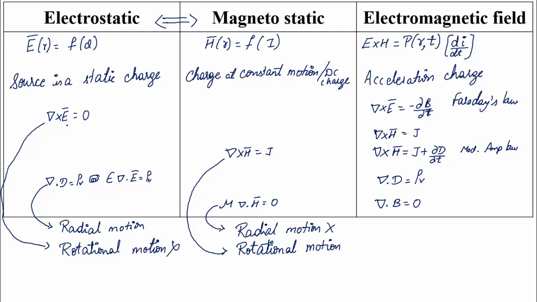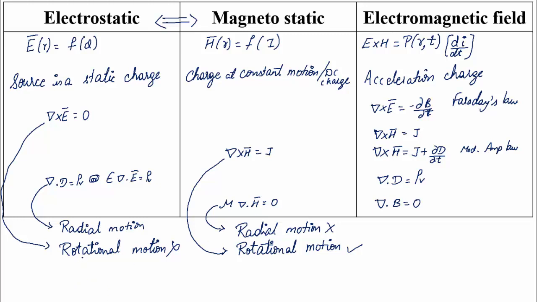If you are preparing for UGC NET exam, these type of MCQs are very important. In the case of electric field, you will be having radial motion and you will not be having rotational motion. But in the case of magnetic field, you will be having rotational motion and you will not be having radial motion. So MCQs are very important. They may ask questions based on this.